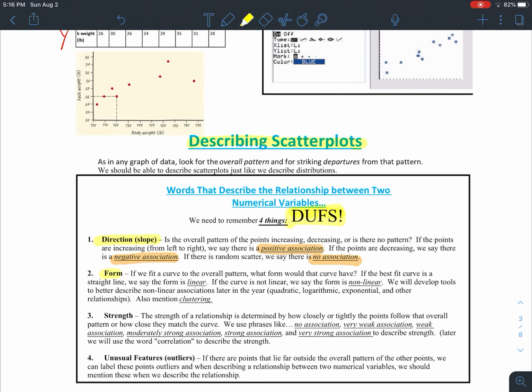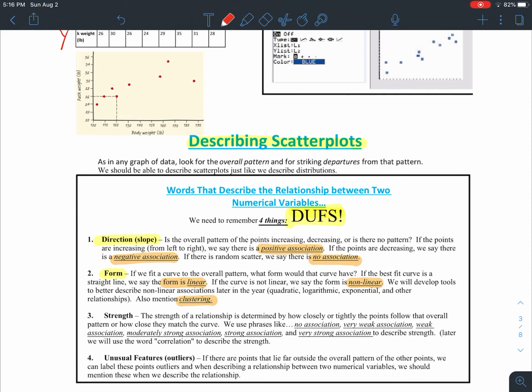Okay, this is in a different order here, but the F in DUFS is for form. Form has to do with whether you can fit a curve to the overall pattern. Really what we're most interested in is if the form is linear. So does it kind of feel like it's following a general trend? It's likely not going to be in a perfect straight line, but is it following kind of the pattern of a straight line? Or is there any noticeable curve or something else to it, which we're just going to call nonlinear if we're seeing any type of curve to the shape of the graph there?